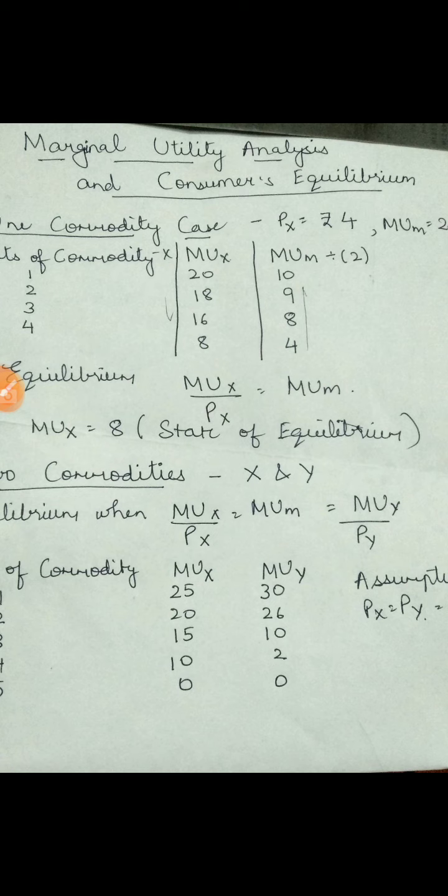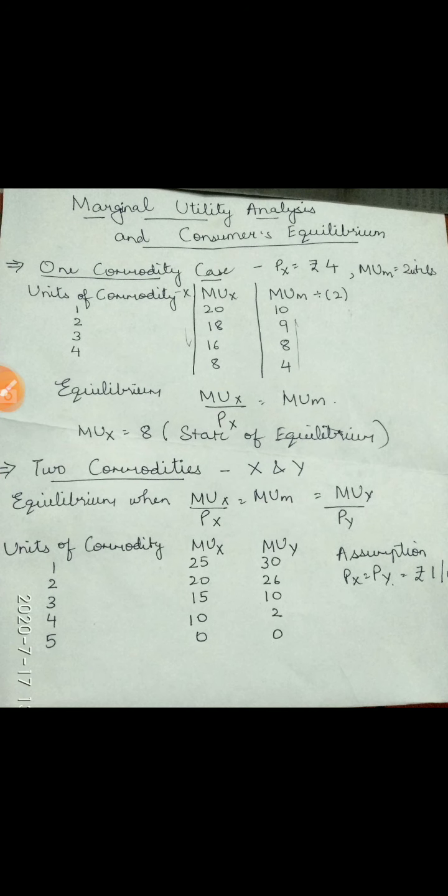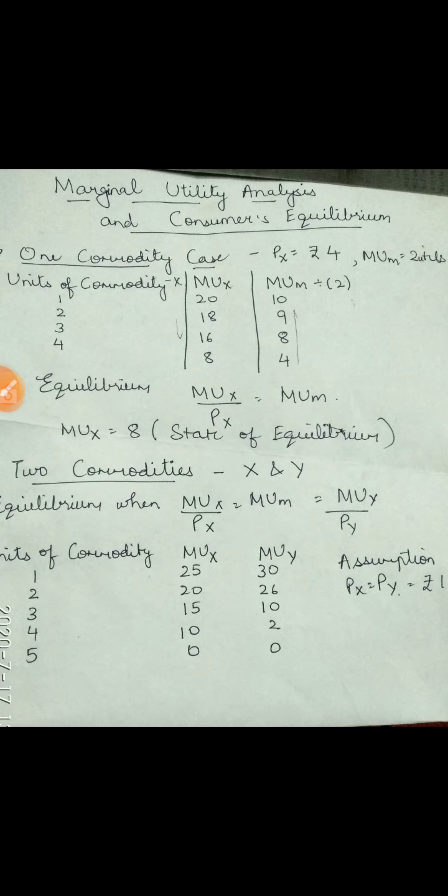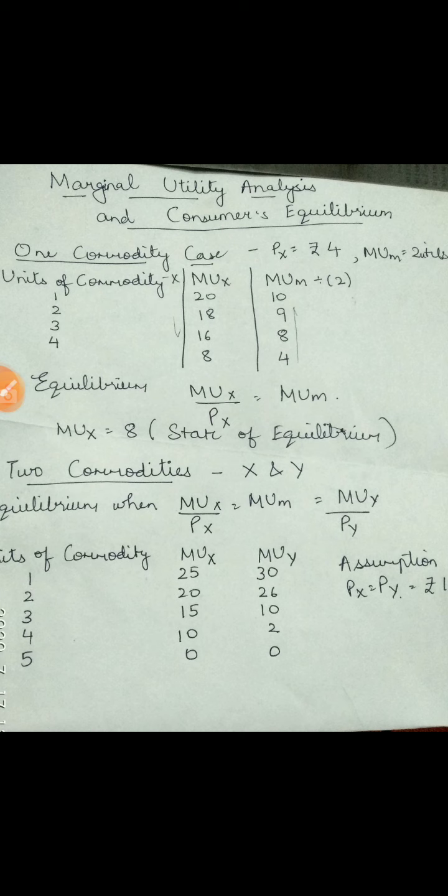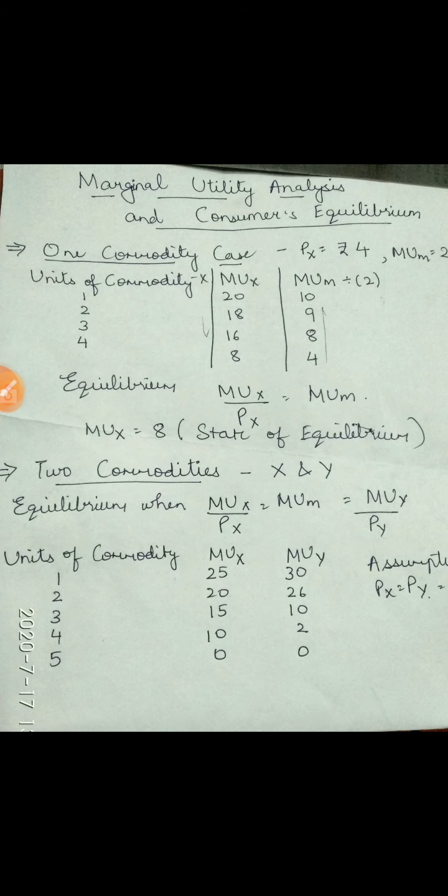Clear? So this was in the case of one commodity. Now in the case of two commodities, over here we are taking two commodities as x and y. Units of commodity are given. Marginal utility of x is there and marginal utility of y is there. We are consuming two commodities. So when is the equilibrium reached? When marginal utility of x divided by price of x is equal to marginal utility of money, and moreover the marginal utility of y divided by price of y must also be equal to the marginal utility of money. Only then it will be in the state of equilibrium.